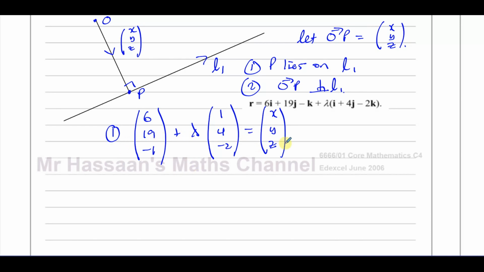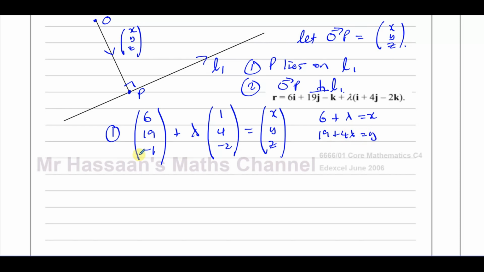From this we can derive 3 equations. We can say that 6 plus lambda equals x. We can also say 19 plus 4 lambda is equal to y. And we can also say minus 1 minus 2 lambda is equal to z. Those 3 equations are going to help us.